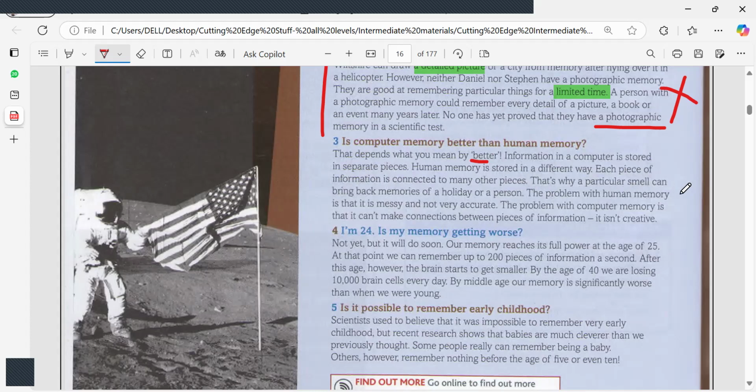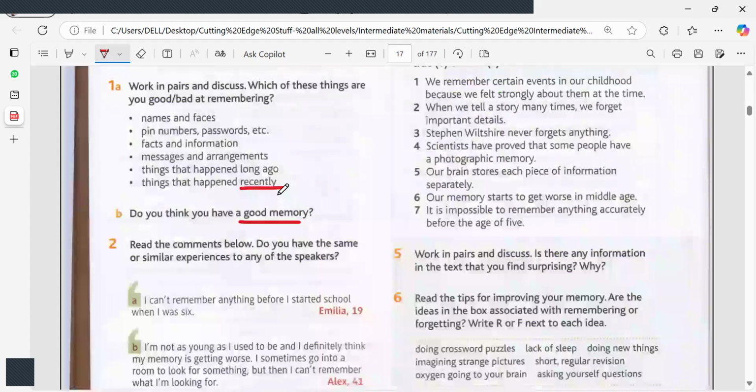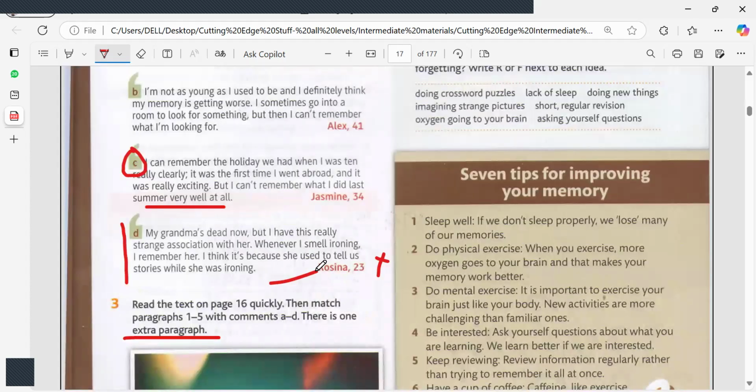Okay, I know it. The grandma. Which one? Yes, the last one. Well done, Abdulaziz. That's it. And this is true, by the way.